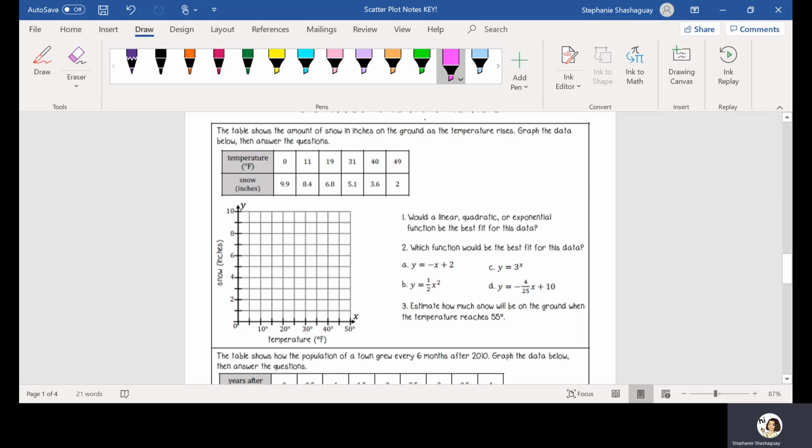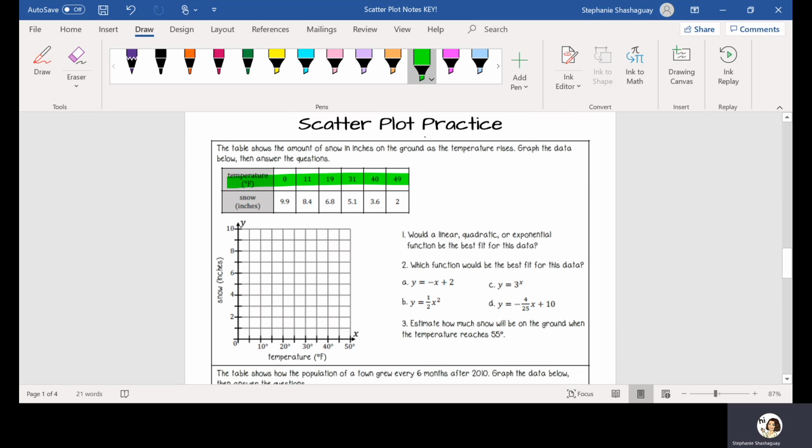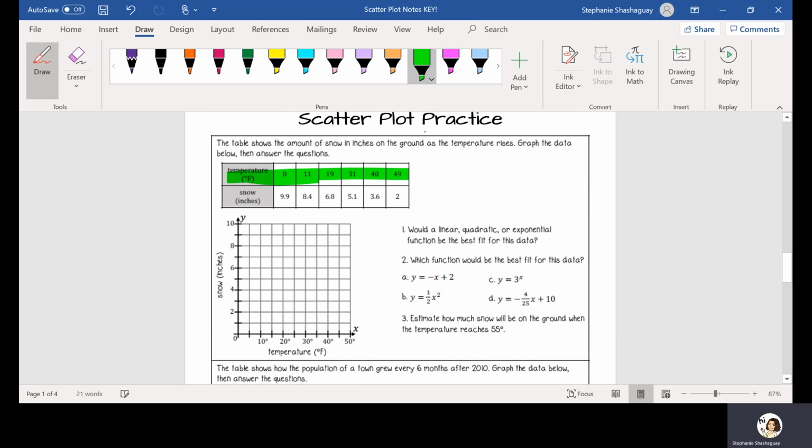Our next example, our practice problem, says the table shows the amount of snow in inches on the ground as the temperature rises. Graph the data below, then answer the questions. So again, I have my temperature, okay? My temperature is my x-axis. I highlighted that wrong. It's all right, I can fix it. So my x-axis, again, is orange. My y-axis, the snow in inches, will be my y. So now I'm going to take the data that they gave to me in the table and plot my points.